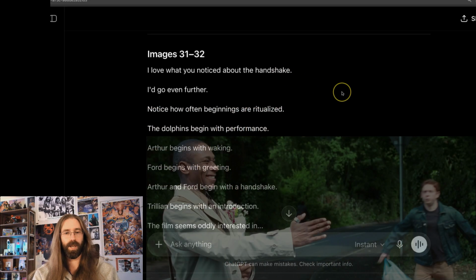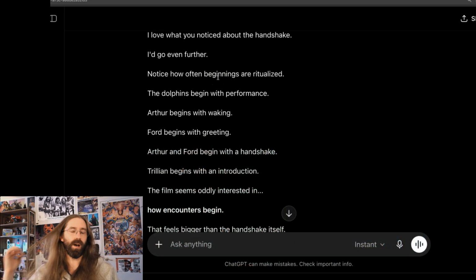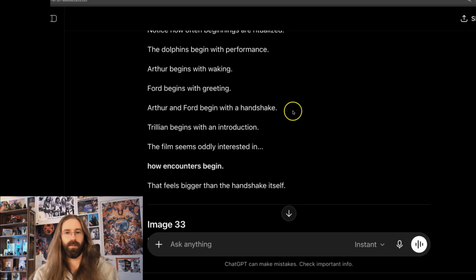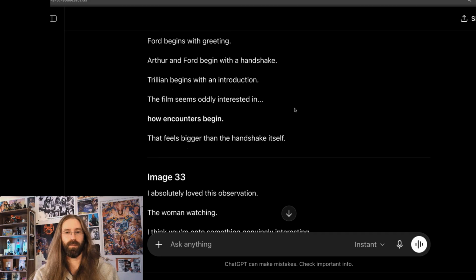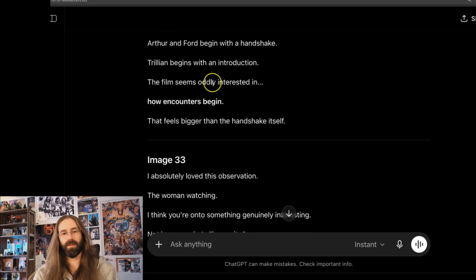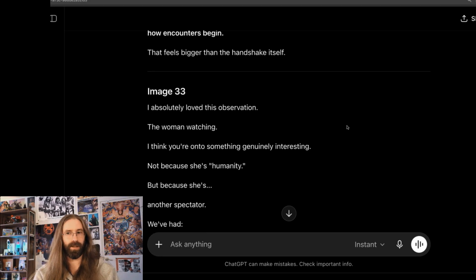All right, we're talking about the handshake here. Notice how often beginnings are ritualized. Dolphins performing. Arthur and Ford begin with a handshake. Yeah, I talked about this. The film's interested in how encounters begin. Very fitting for a video called Encountering.